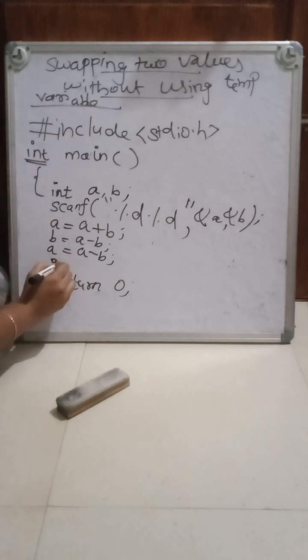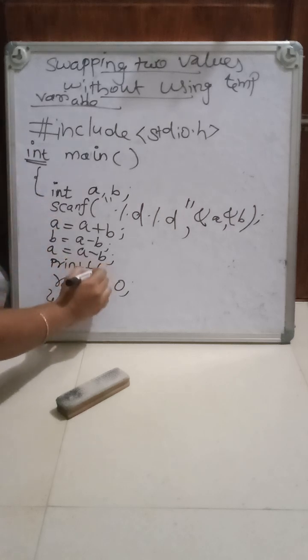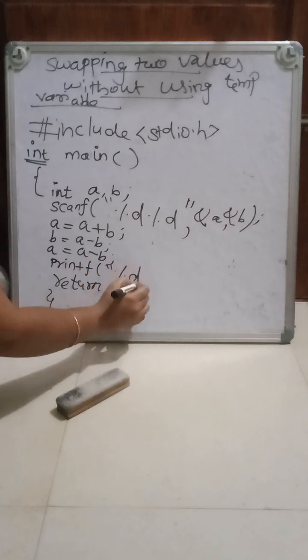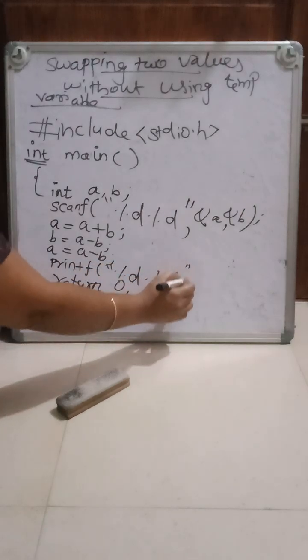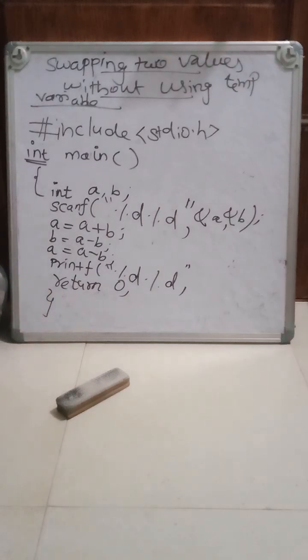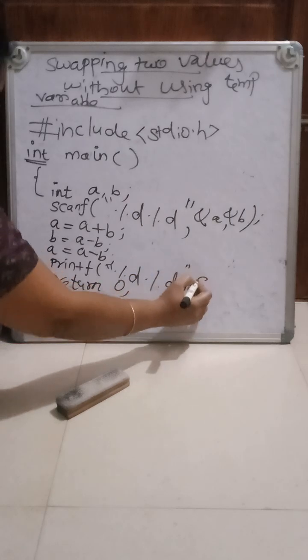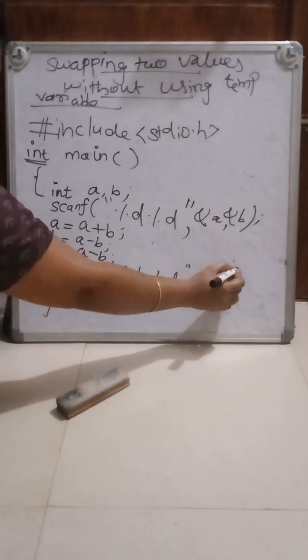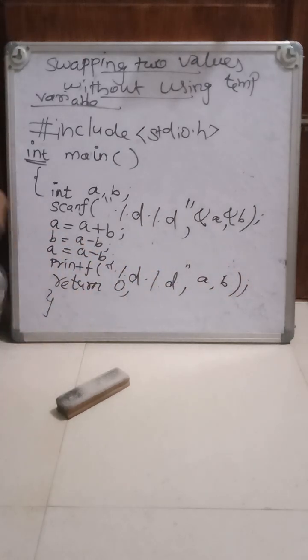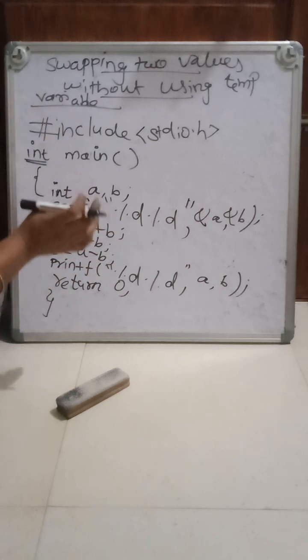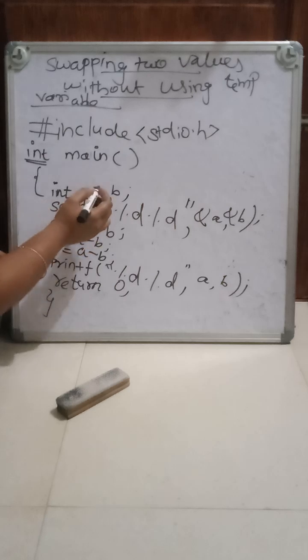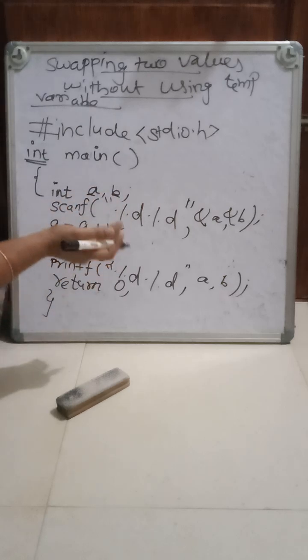So I am going to print the values of a and b after swapping. If I am going to print, I have to use %d. Here I am just printing the values, so I need not have the ampersand symbol. I will print just a comma b. So this is how we are going to swap the two values without using temporary variable. Here the values of a and b are taken at runtime.